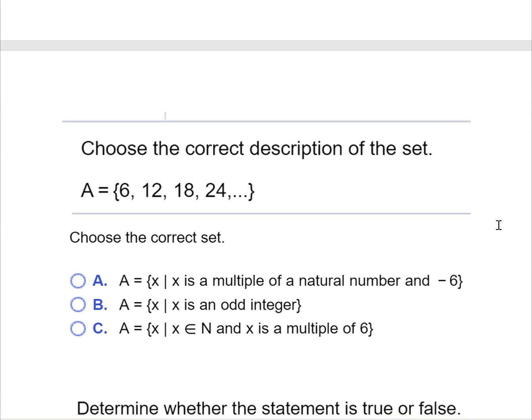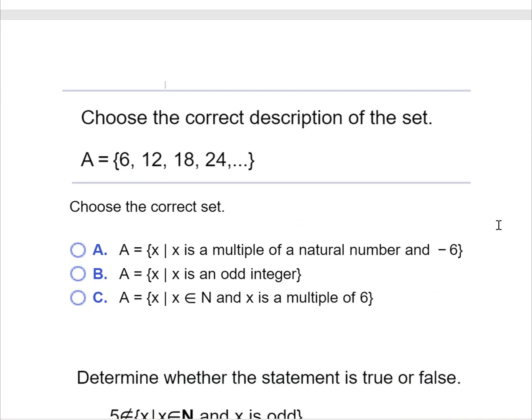The third example is doing a description of a set. And actually the answers are given in set builder notation, but a description here, if we said it in words, would be the set of numbers, their elements of the natural numbers, and their multiples of 6. So let's look at our answers here.